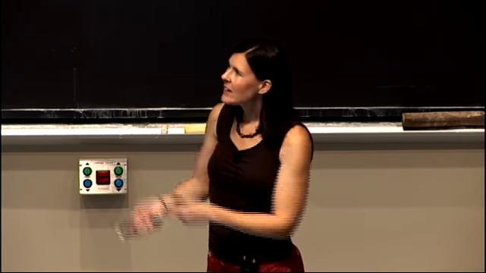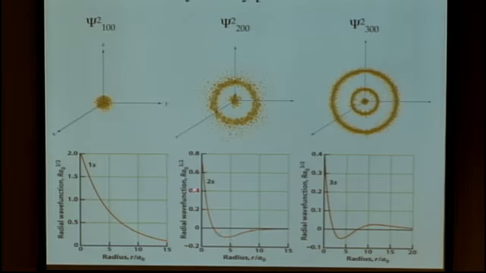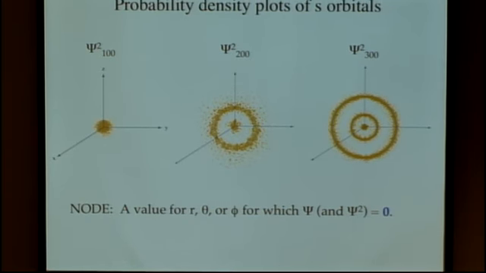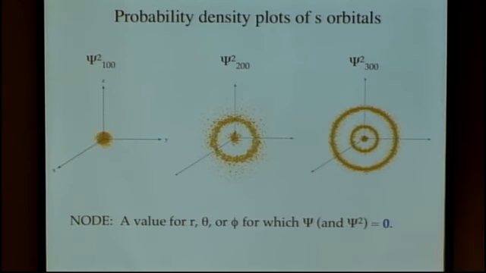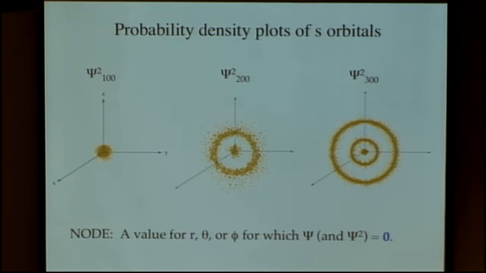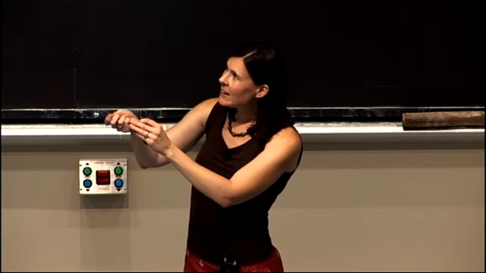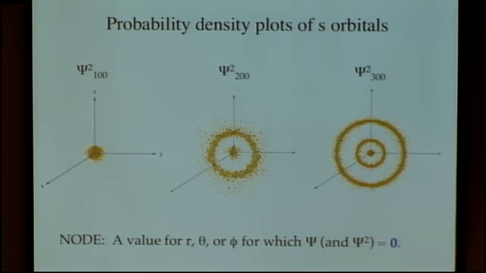But a real key in looking at these plots is where we, in fact, did go through 0 and have this 0 probability density. We call that a node. And a node, more specifically, is any value of either r, the radius, or the two angles for which the wave function, and that also means the wave function squared, or the probability density, is going to be equal to 0. So we can see in our 1s orbital, how many nodes do we have? There's no nodes.